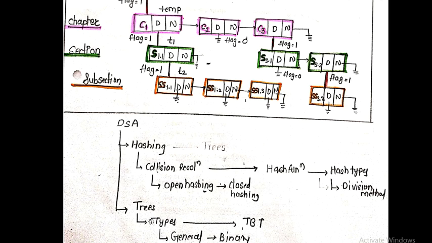Same for the tree. Tree is the chapter. Now tree has sections: types and the threaded binary tree. These are the 2 sections of the tree, and the section types again has its subsections, general tree and binary tree. So in this way we can create the book.